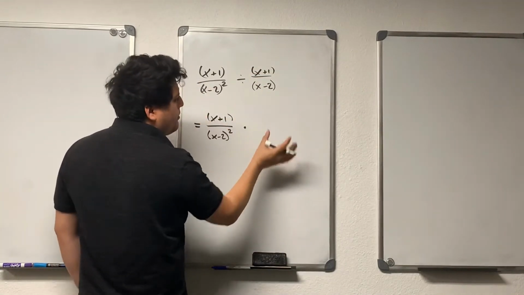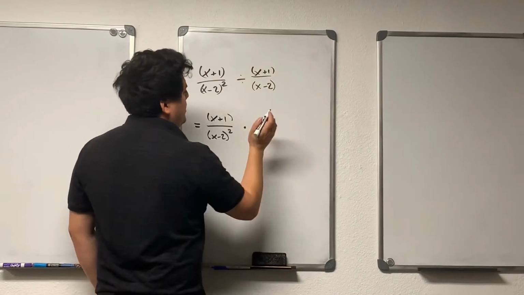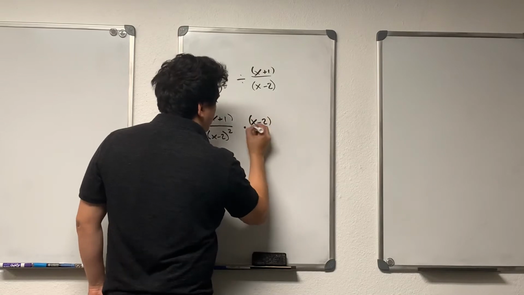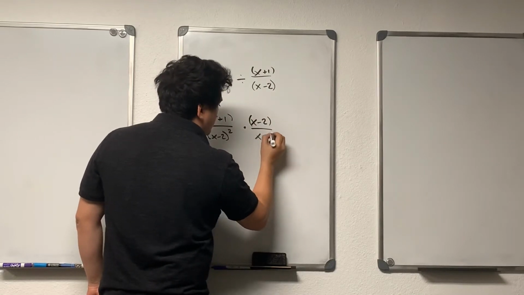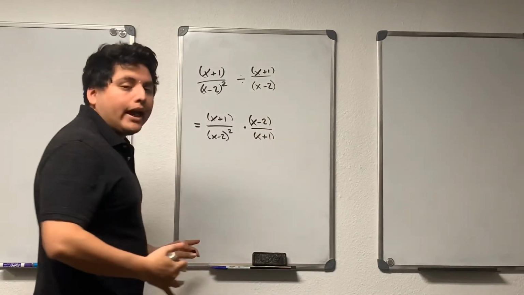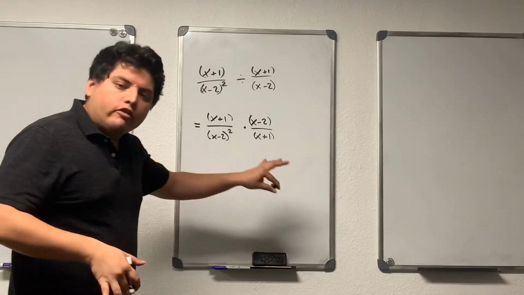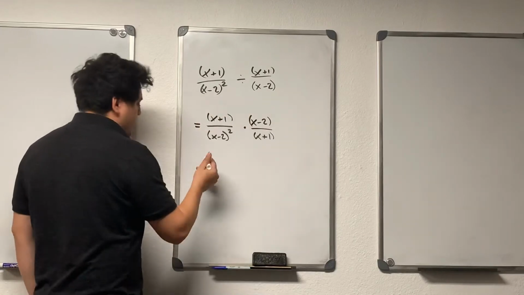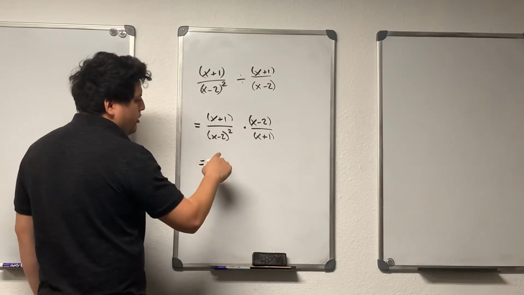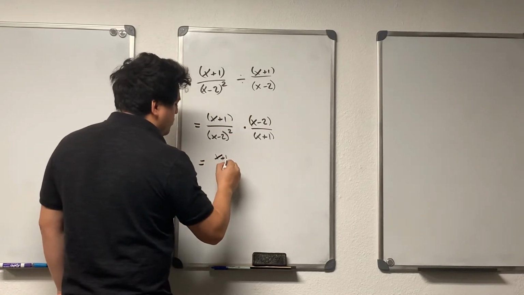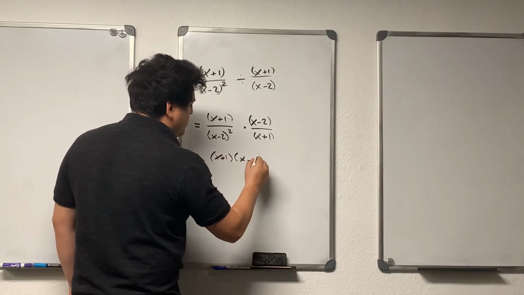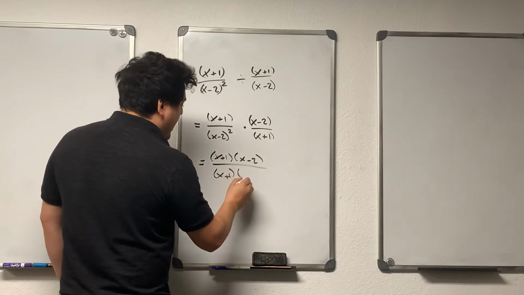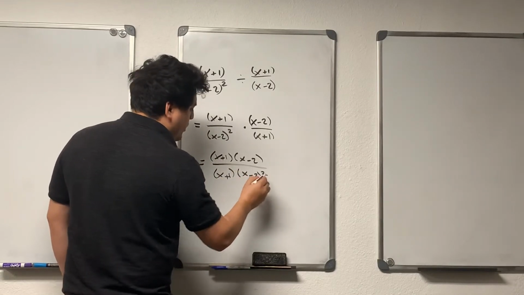So the denominator becomes the numerator, and the numerator becomes the denominator. And I end up with x minus 2 over x plus 1. Now I can multiply our fraction straight across and get our solution to this division. So when I multiply straight across, I'm going to end up with x plus 1 times x minus 2 divided by x plus 1 times x minus 2 squared.